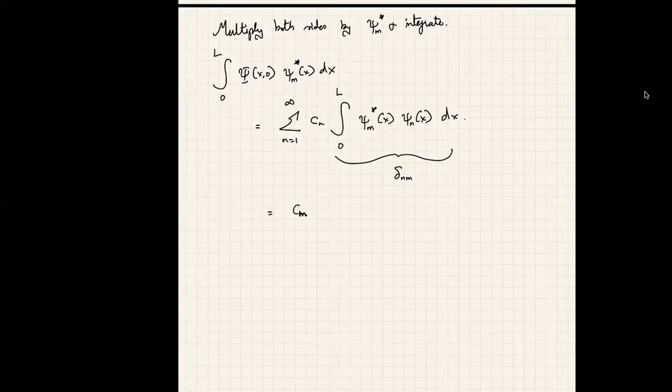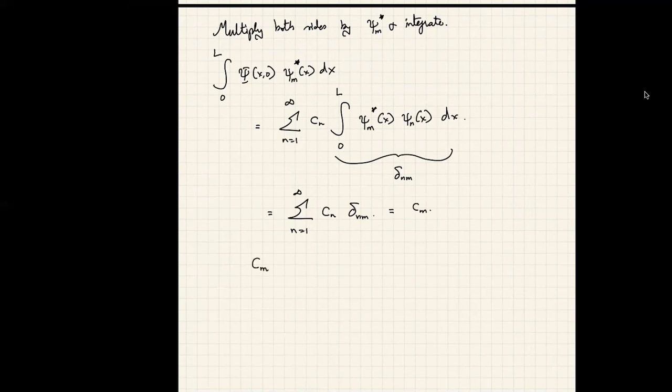The only way this right hand side can be non-zero is if n equals m. If I want to make this more explicit, I will write this as the sum n equal to 1 to infinity of Cn delta nm, but delta nm is 0 for n not equal to m. So this only picks one particular value from this infinite sum, which is Cm. And that's it, I'm done. Because now I know how to calculate the Cm's.